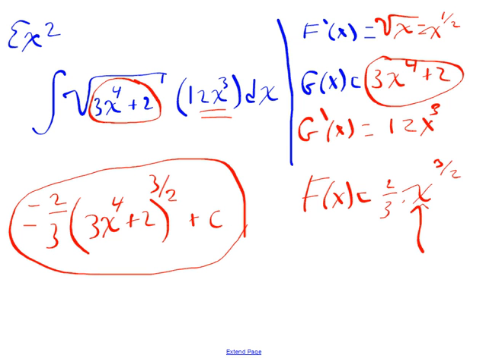All right, hopefully you're starting to see this pattern. So in the next example, pause the video and see if you can do it. Now, it is a slightly more challenging problem, potentially, but let's see how you do. So we have sine squared x times cosine x dx.